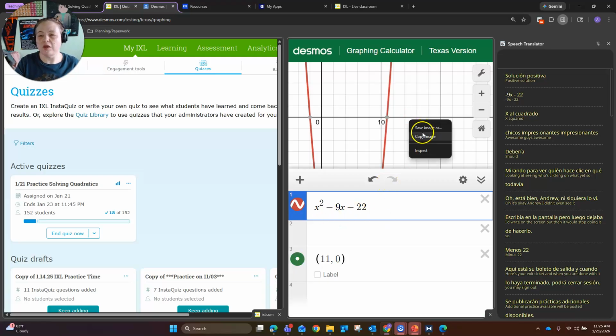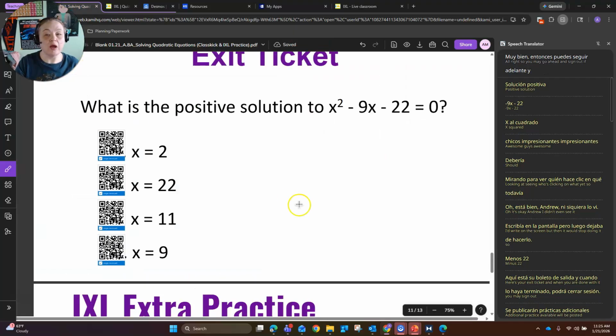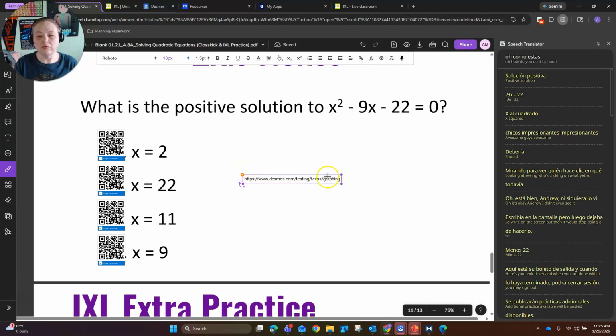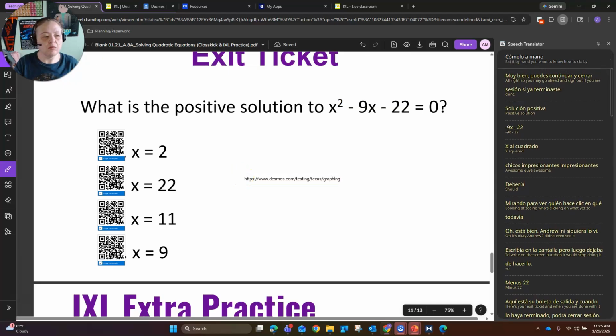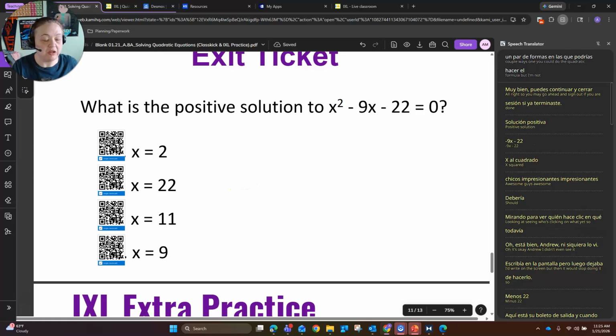All right. So you may go ahead and sign out if you are done. Oh, you want to know how to do it by hand? I can do it by hand. There are a couple of ways. One, you could do the quadratic formula, but I'm not going to do that one right now because that's not how I did it.